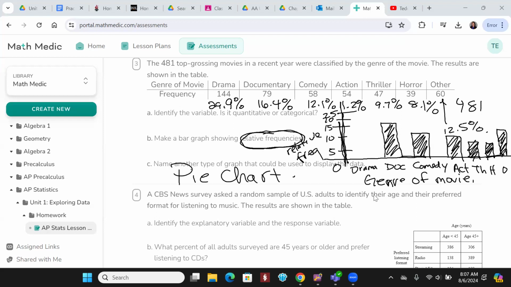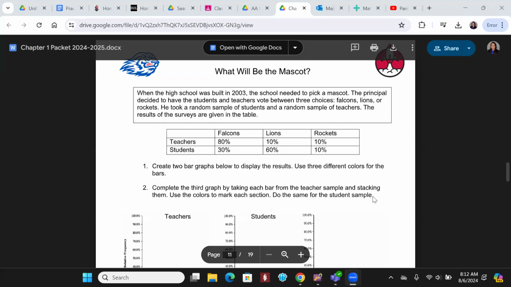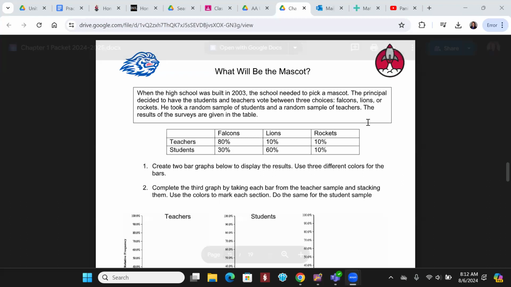Have y'all done number 4 yet? No? Okay. So we're gonna start talking a little bit more about bar graphs, and then we're gonna move into mosaic plots. Some people struggle with it just a little bit, so I want to spend a lot of time on this. Tonight, if you can finish up to question 5, that would be great. But let's go ahead and start. Anybody want to read the top? Go ahead, read it.